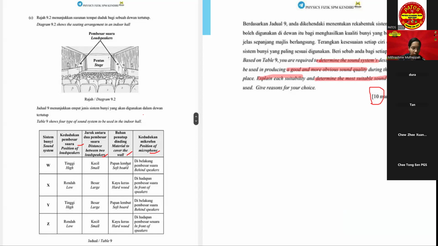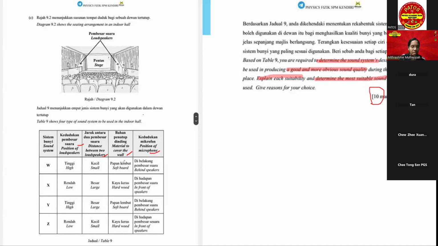There are two choices, which are softboard and hardwood. From my own knowledge, I would go for softboard because softboard tends to absorb sound and prevents echo. We have already learned this back in our Form 2 science syllabus. So if it were me, I would look at this characteristic, the material covering the wall, and I would pick softboard.